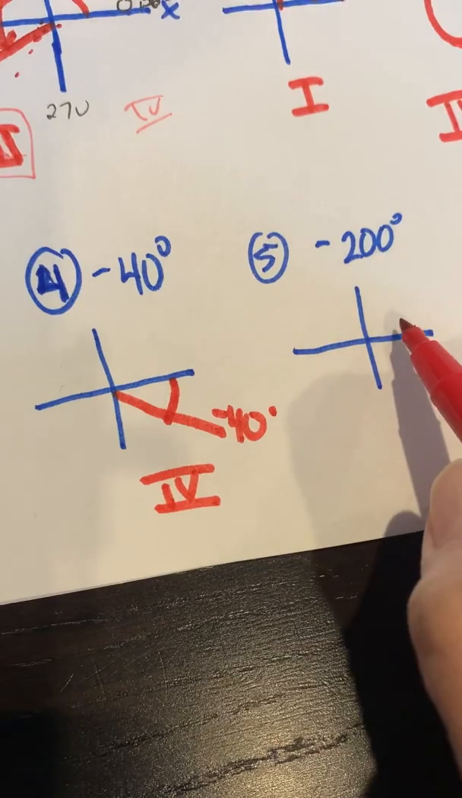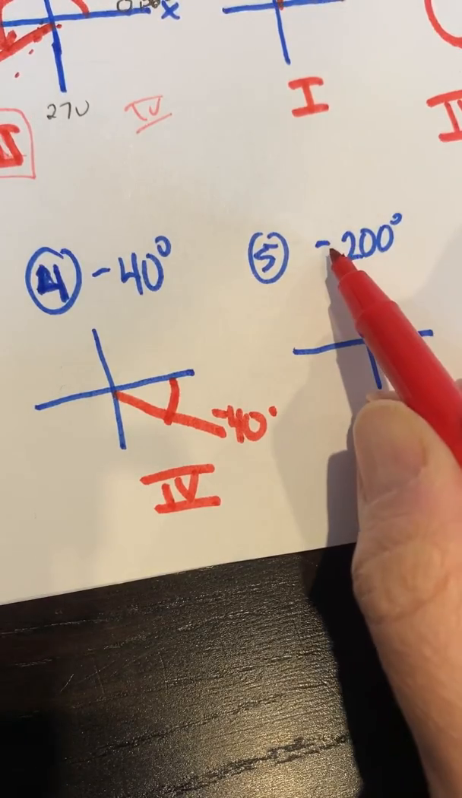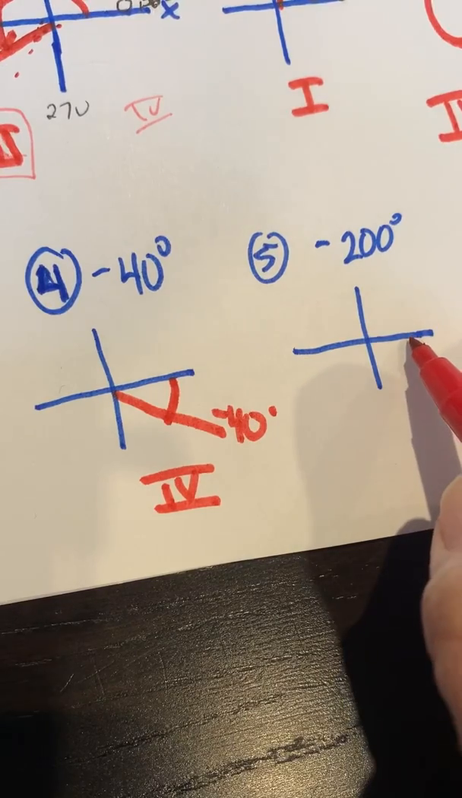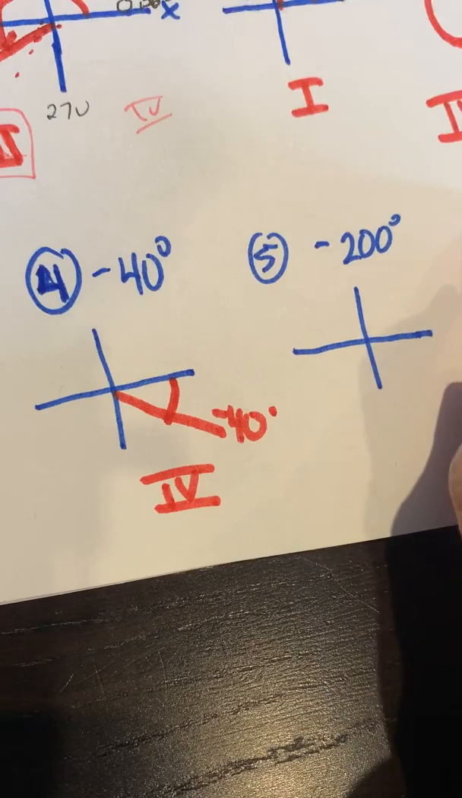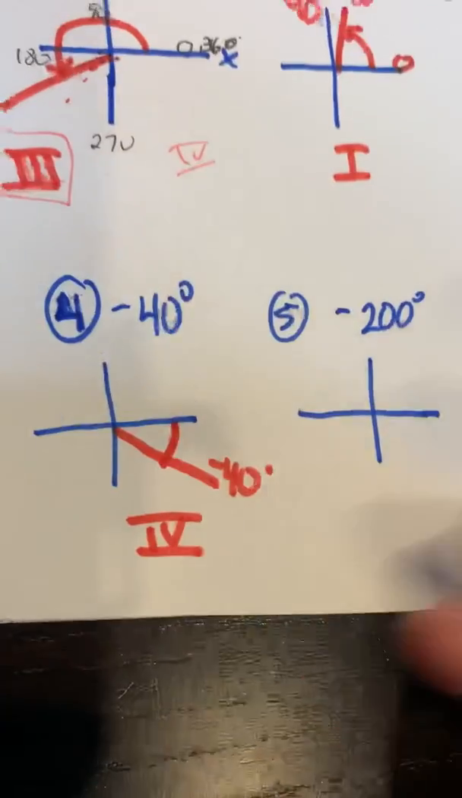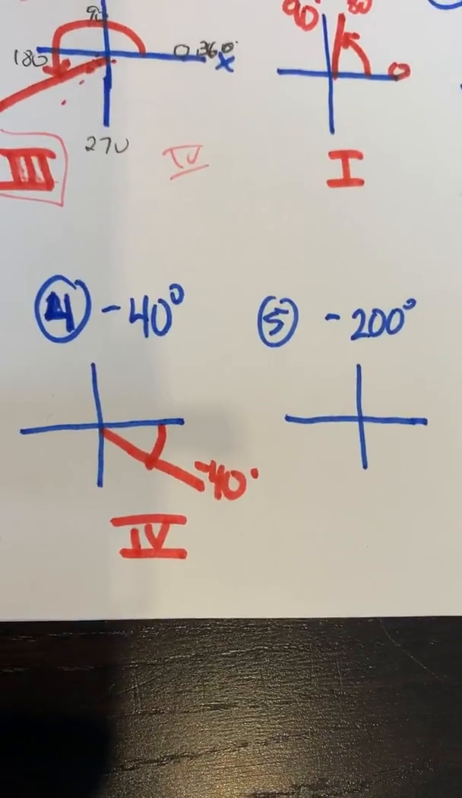Now for this one. This one is negative 200. So I would normally go up if it was positive, but since it's negative, I go down. So remember, down for negative, up for positive. And I just wrote over there, and you guys don't know what I'm writing. That's all.